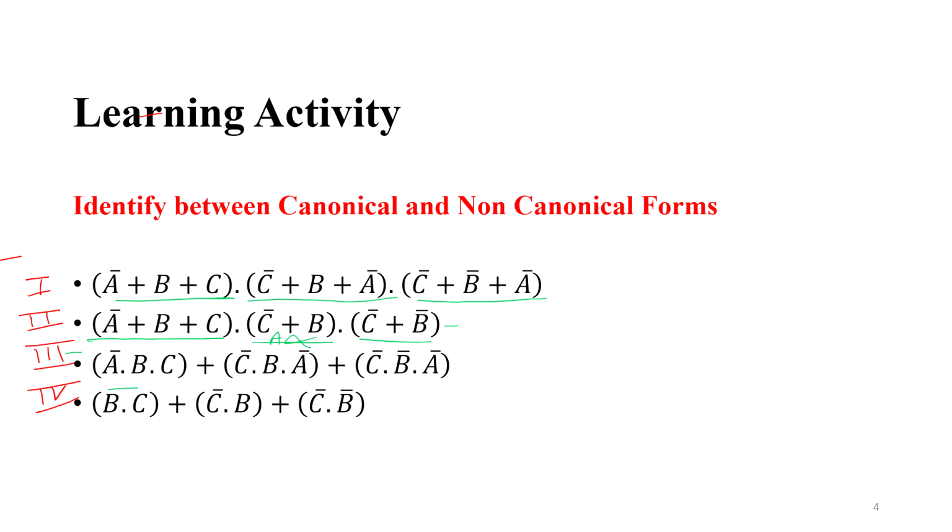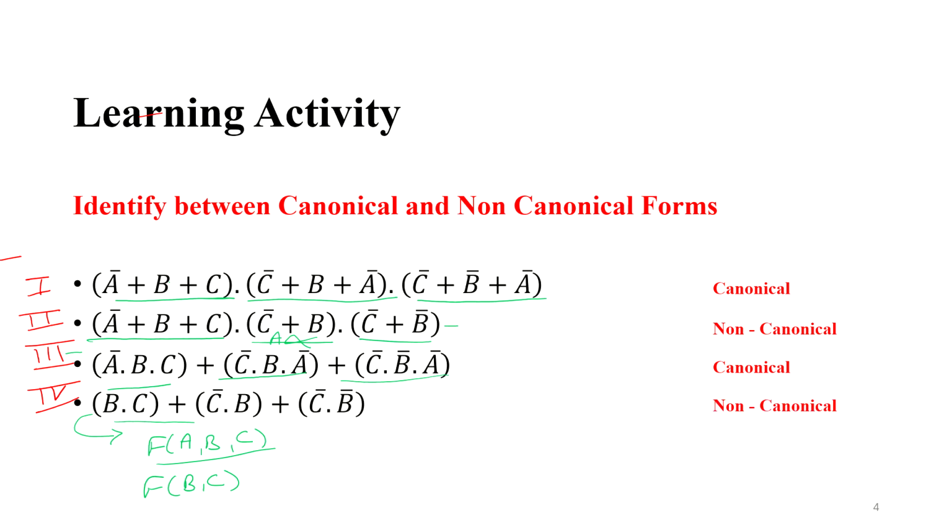Again, come to the third one. Three variables, three variables, three variables. So this is canonical. Now, this is a question mark here. If it is given that you have three variables A, B and C, then this fourth one would be non-canonical. If only two variables, B and C, are given, then it would be canonical form. So the answer is like this: canonical, non-canonical, canonical, non-canonical.